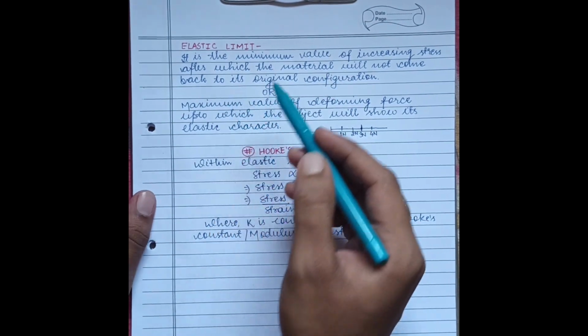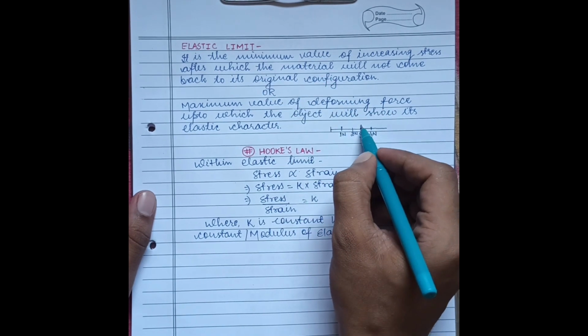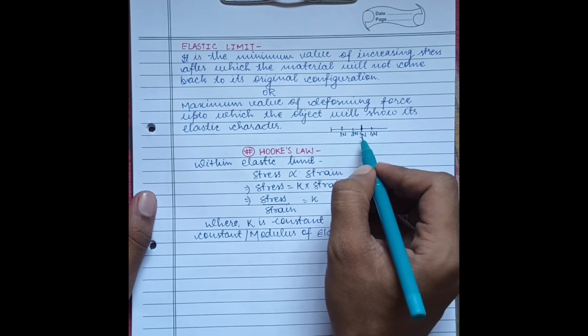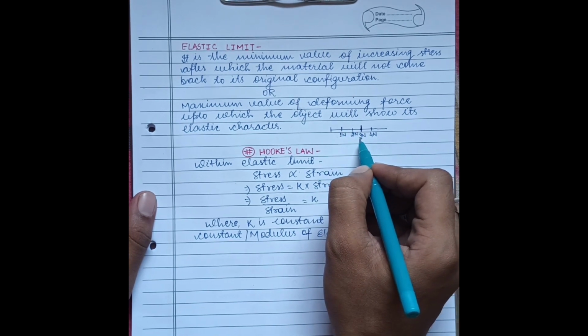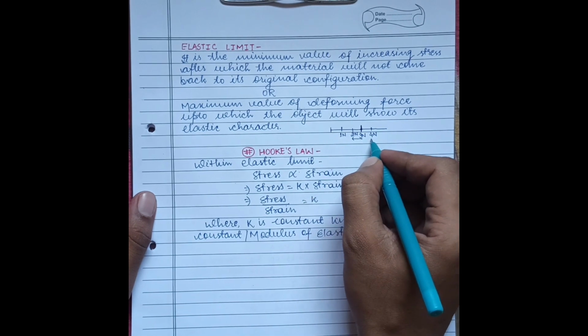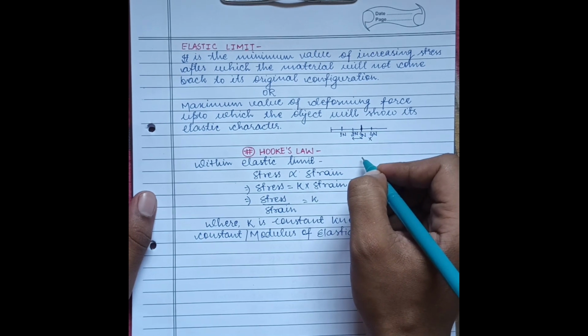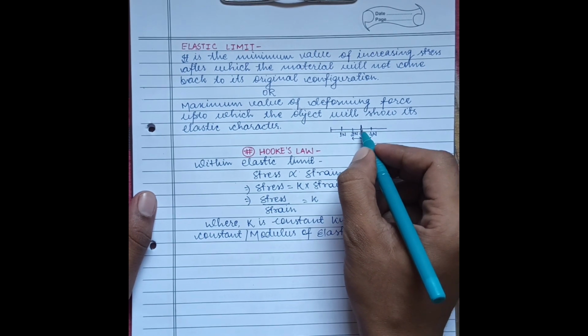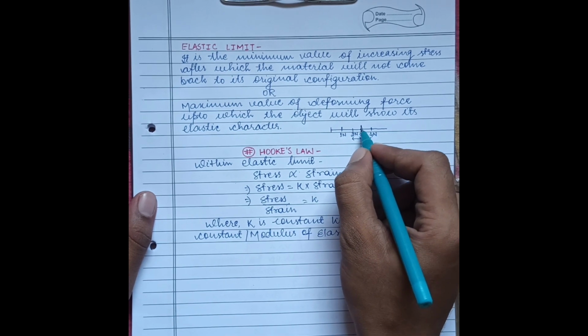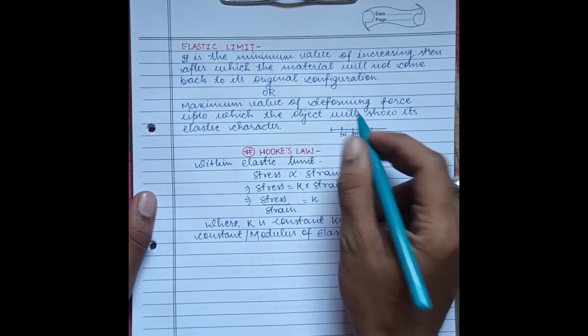We can define it in two ways. This is the point, that is 3 Newton of force. Up to 3 Newton of force, the rubber band was able to regain its original position, and after 3 Newton, when we apply any amount of force, the rubber band was not able to regain its original position. So this 3 Newton is the limit. Limit of what? Limit of elasticity of that rubber band.